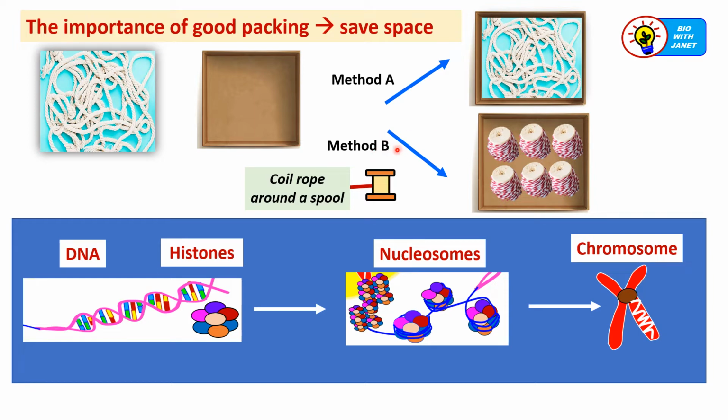A second method that's more organized is to use spools, such as the one shown here, to coil the rope around. So we'll need 6 spools for 6 ropes. The ropes are coiled around the spools, and then the spools are arranged nicely in an organized way inside the box before being stored away. Likewise, it's the same with the DNA in our cells. The cell has a very methodical and organized way of storing this DNA in a compact form, and also so that it doesn't get entangled amongst each other.